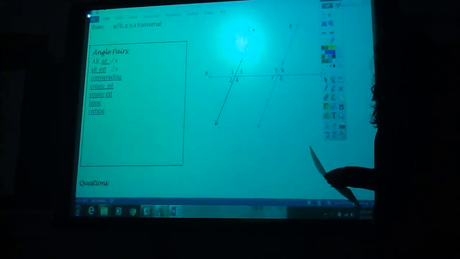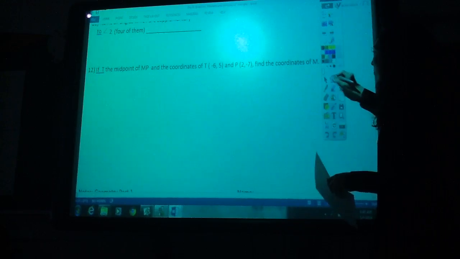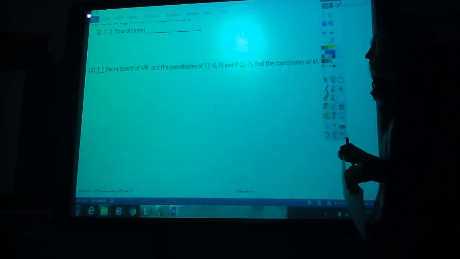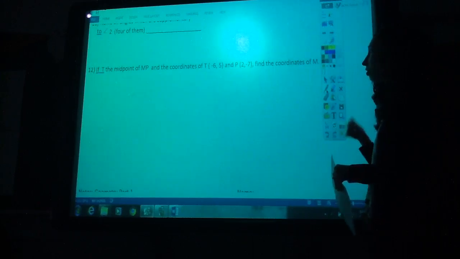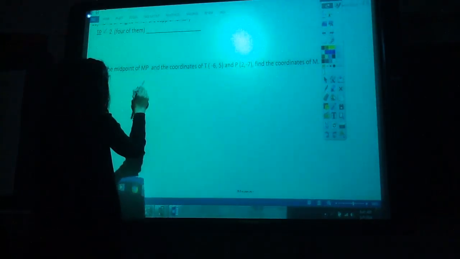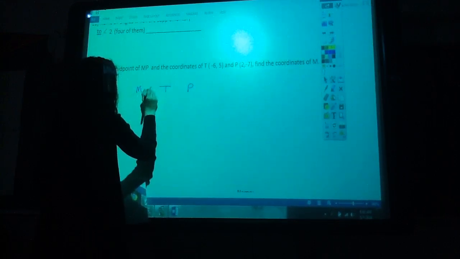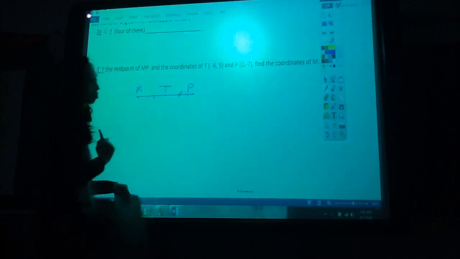All right, the last one says if T is the midpoint of MP and the coordinates of T are negative 6, 5, and P is 2, negative 7, find the coordinates of M. So T is the midpoint of MP, so that means I have M, I have P, and T is in the middle. So those two pieces are equal.